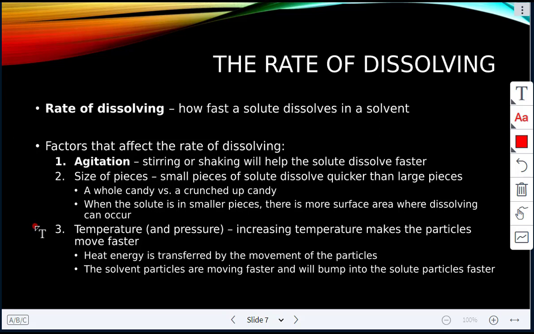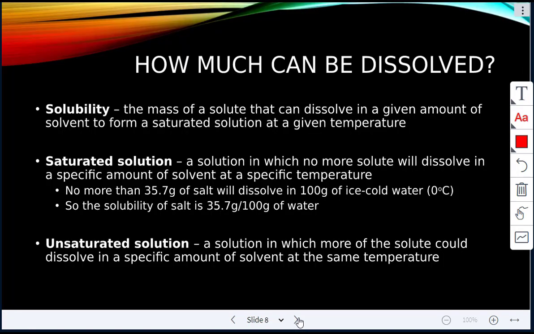Temperature can also affect rate of dissolving. If we increase temperature, it makes the particles move faster. The heat energy is transferred by the movement of the particles. The solvent particles are moving faster, so they're going to bump into the solute particles faster and therefore allow the dissolving to occur faster. All right, so those are some factors that affect rate of dissolving.